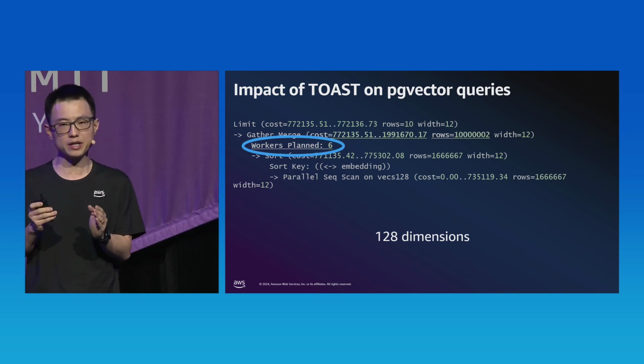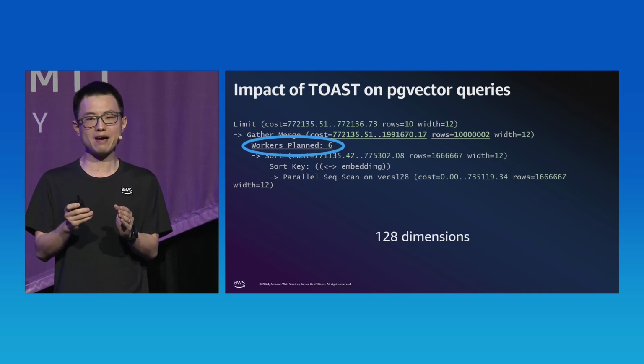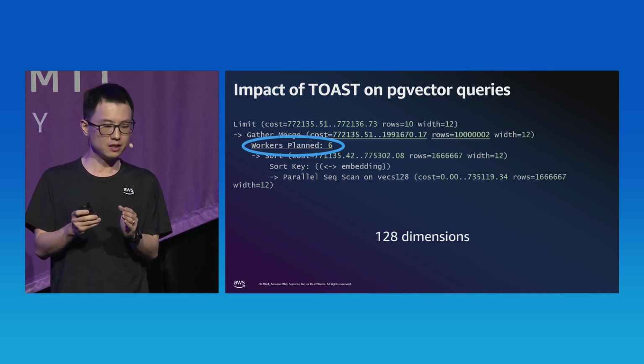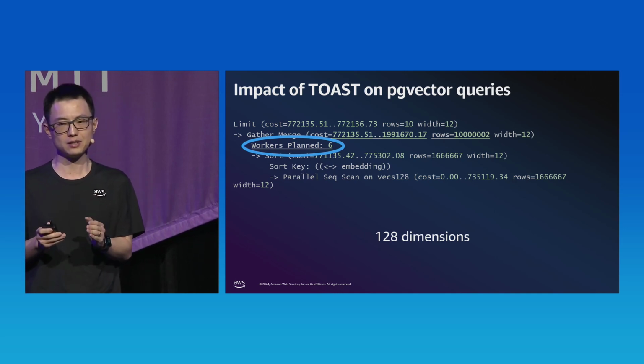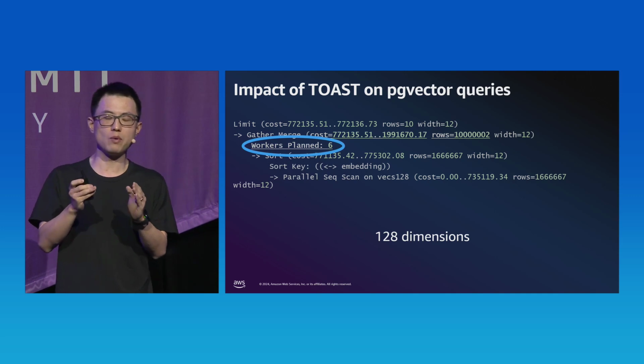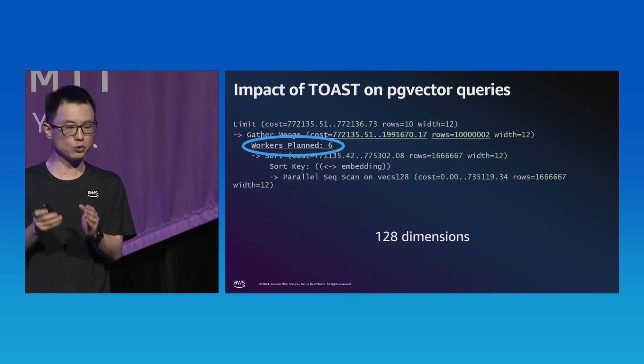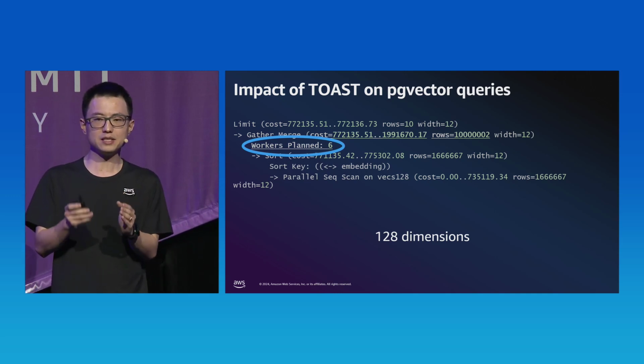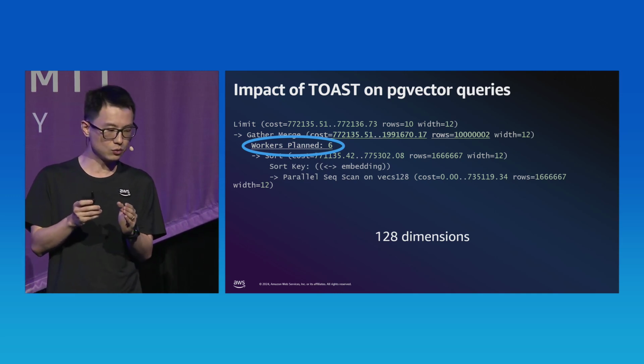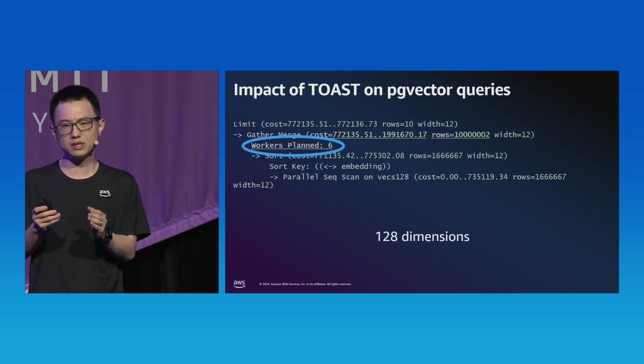Let's see an example here. Let's assume we have vector data of 128 dimensions, and about 1 million records here, and we want to query the data. We can see the query planner planned 6 workers here, which is pretty reasonable.